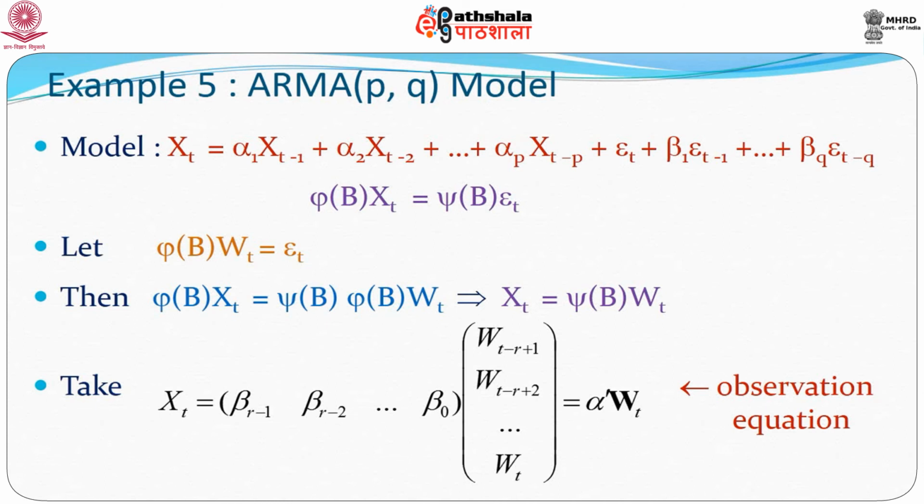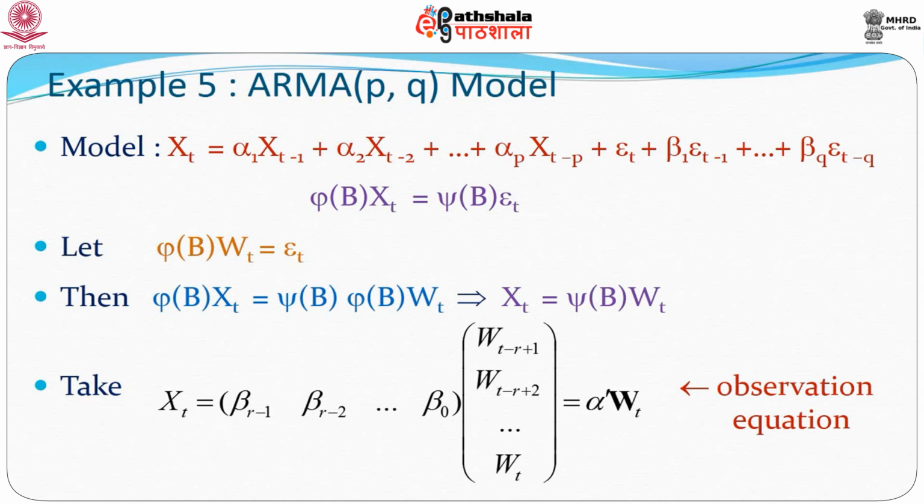So, our betas, which are in the psi B part, can be spread out as the alpha vector here, and the wt's we can write in the vector form as wt minus r plus 1, wt minus r plus 2, etc. up to wt itself. So, it gives us the wt vector, and therefore, xt is equal to alpha prime wt, and then you have the error component, and we get the observation equation.